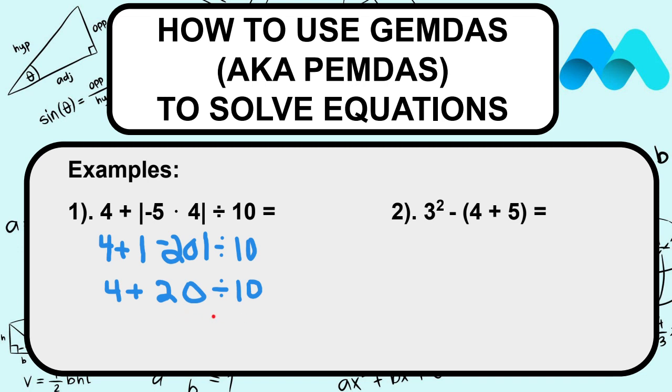That is now 20 divided by 10. So that's what we have to do, is 20 divided by 10, which is 2. And then we bring down the rest of the problem, which is 4 plus 2. And then for the sake of the example and the space here, I'm going to bring down the equal sign and equals 6. So the answer to our first example is 6.